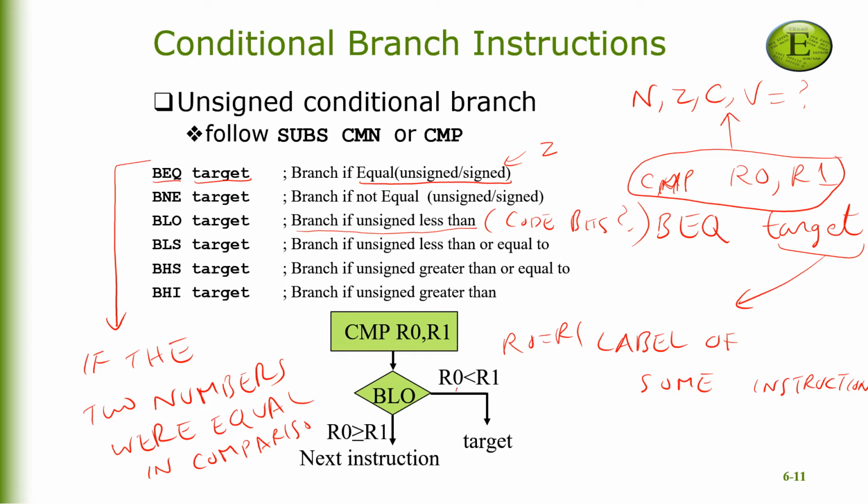Anyways, so if R0 is less than R1 in signed sense, then we are going to jump to the instruction whose label is the target. If not, then just simply proceed to the next instruction in the sequence. And likewise, we have branch if less than or equal to in unsigned sense, branch if unsigned greater than or equal to, and the branch if unsigned higher than.